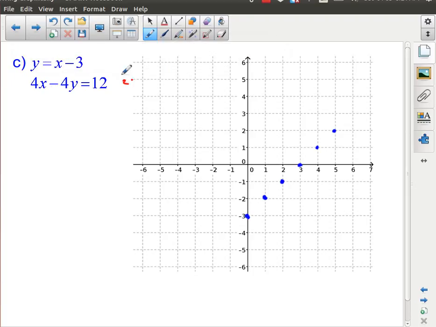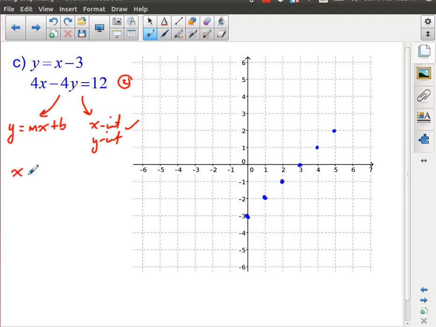Equation number 2 is not written in the form y equals mx plus b. So we could change to y equals mx plus b, or we could solve for the x-intercept and the y-intercept. I'm going to do this one, not because it's better or worse, just because it's different. All the other ones we've looked at so far have been in the form y equals mx plus b.